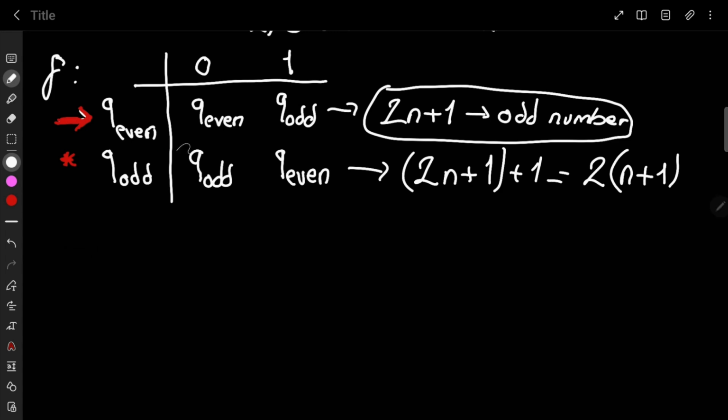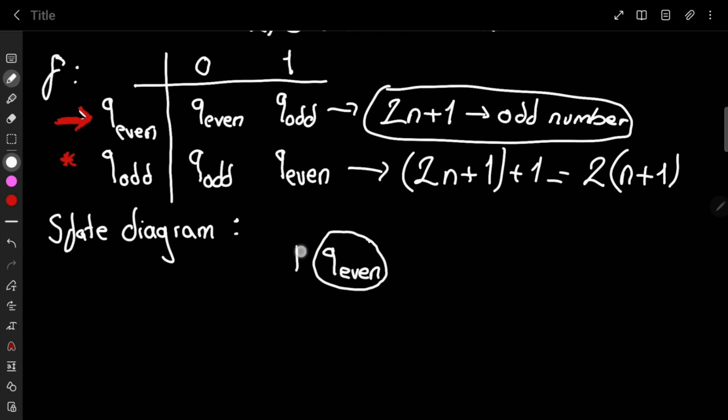After writing the transition diagram, we can now draw the state diagram. It will be much easier when we write the transition diagram first. So, as we stated before, our initial state is Q even. It is the starting state, and our final state is Q odd. And we can indicate that with a double circle. And we can go through the transition diagram.